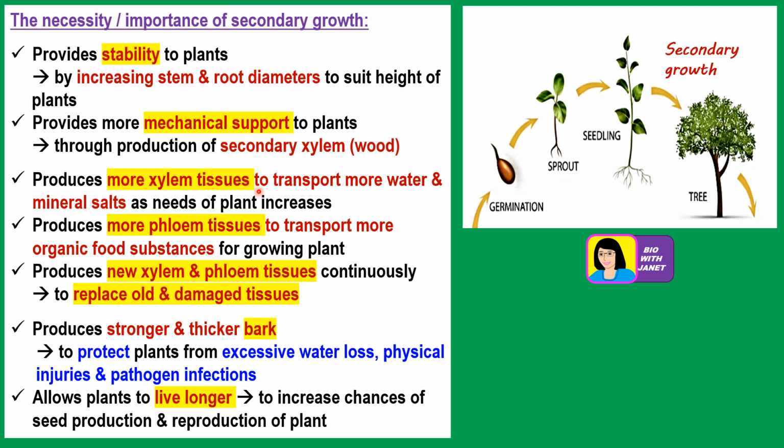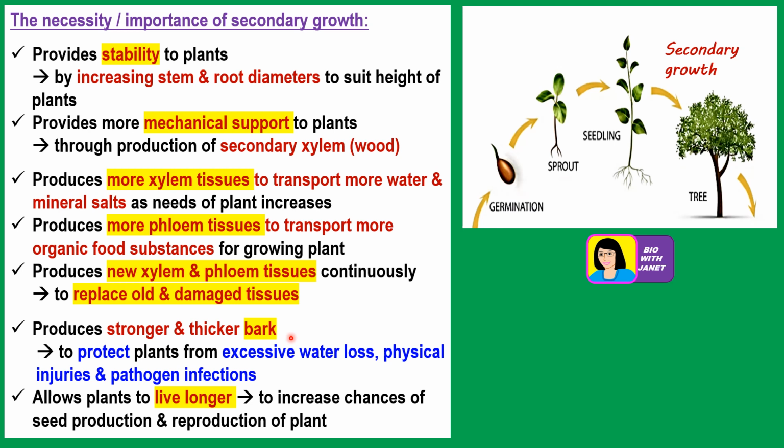Now, apart from stability and mechanical support, secondary growth also produces more xylem tissues, especially the secondary xylem tissues, to transport more water and mineral salts as the needs of the plant increase. As the plant grows, it will need more water and mineral salts, so you need more xylem tissues to transport the water and mineral salts. And also more phloem tissues. It produces more phloem tissues, which are the secondary phloem, to transport more organic food substances for the growing plant. Also, the new xylem and phloem tissues, the secondary tissues here, are continuously produced to replace the old and damaged tissues that are no longer functional.